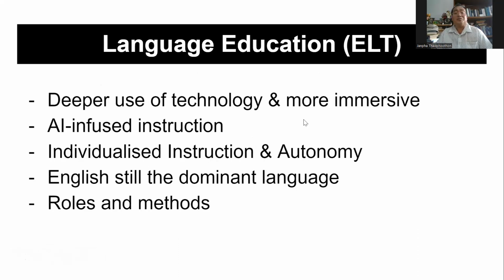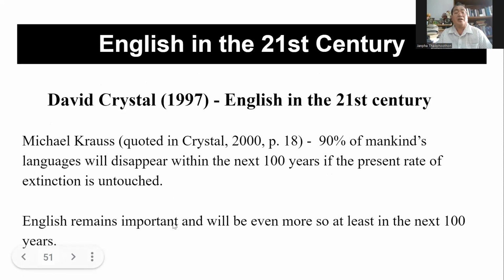Now let's move on to language education. This is the third domain. We will see deeper use of technology and more immersive, AI-infused instruction, individualized instruction, and autonomy. English is still the dominant language of the 21st century. The roles and the methods will be different.